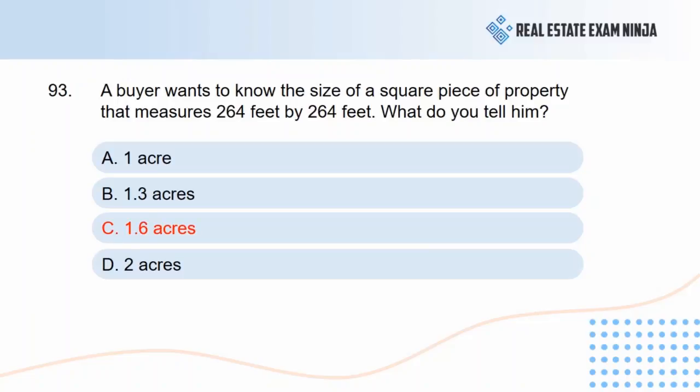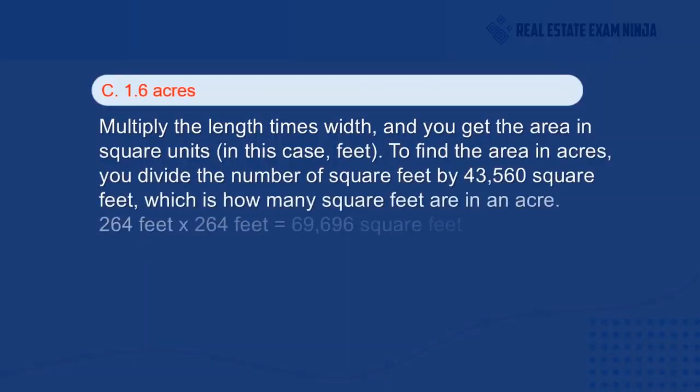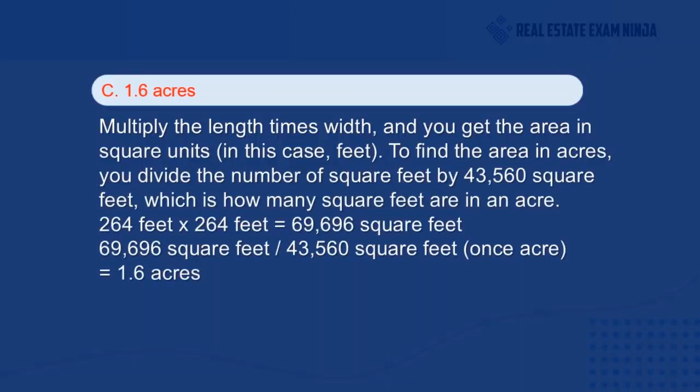The correct answer is C. Multiply the length times width, and you get the area in square units, in this case, feet. To find the area in acres, you divide the number of square feet by 43,560 square feet, which is how many square feet are in an acre. 264 feet multiplied by 264 feet equals 69,696 square feet. 69,696 square feet divided by 43,560 square feet, 1 acre, equals 1.6 acres.